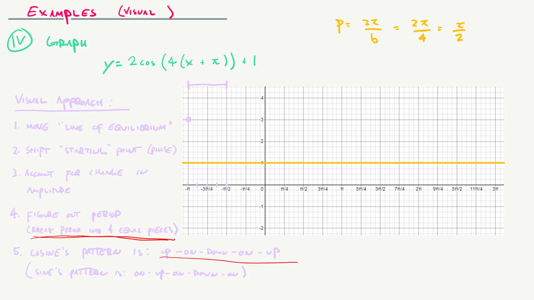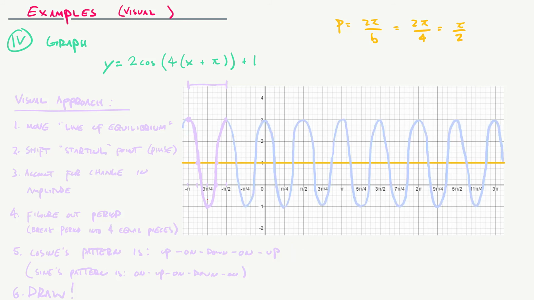Hopefully this makes sense and I'm not just sounding like a crazy person by saying all this stuff. But maybe when I actually graph it, it'll make a little bit more sense. So again, that's why we put these little tick marks here. What I'm going to do is go through this pattern. So my step is now to just draw this thing. So we're up, on, down, on, up. That's cosine's pattern. And the up and down is by an amplitude's distance. So I'm using 2 as the distance to go above and below the line of equilibrium. And then I just extend this pattern. Up, on, down, on, up, and so on and so forth until I've filled out the axes.